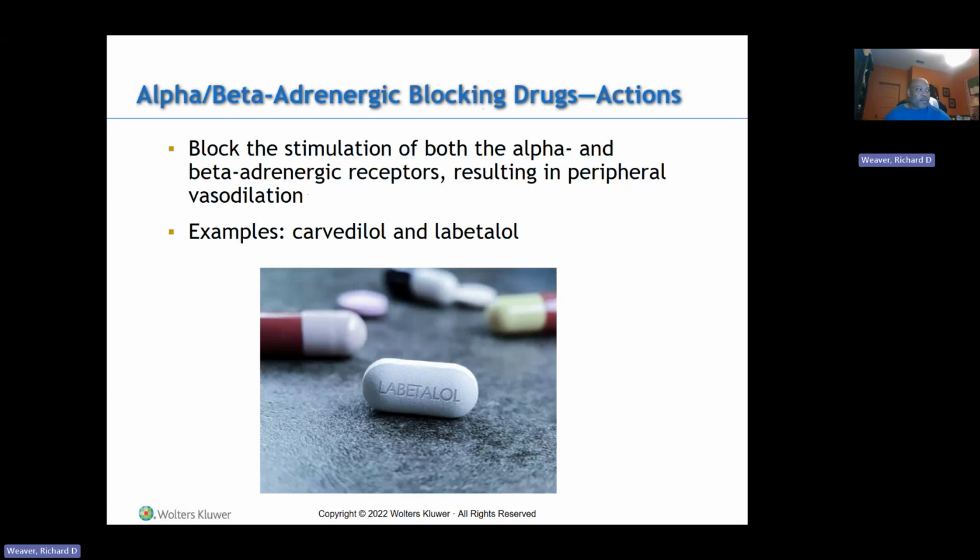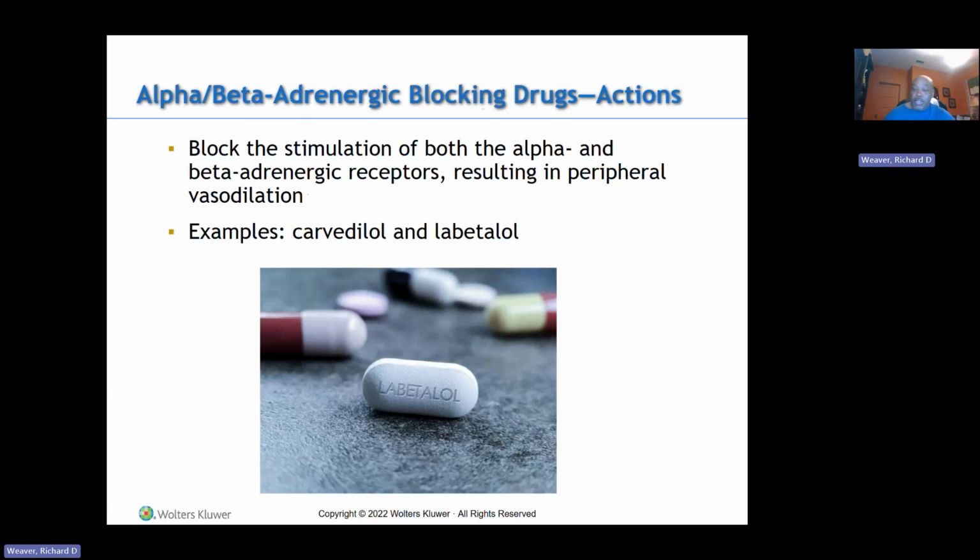Some of the examples is carvedilol, I think this is Coreg, and also labetalol. These are your alpha beta adrenergic blocking drugs. The main thing with this is, if you're in the hospital, nursing home, what have you, you're preparing to give your medications, you need to know what your patient's blood pressure is. The blood pressure, the heart rate, you need to know what it is before you give it.